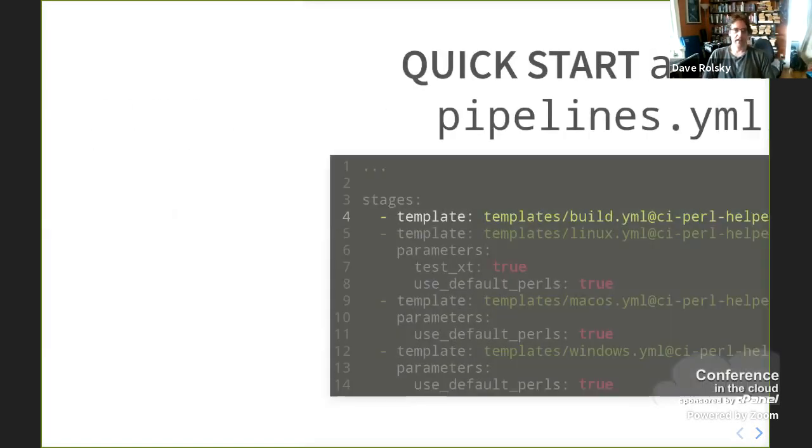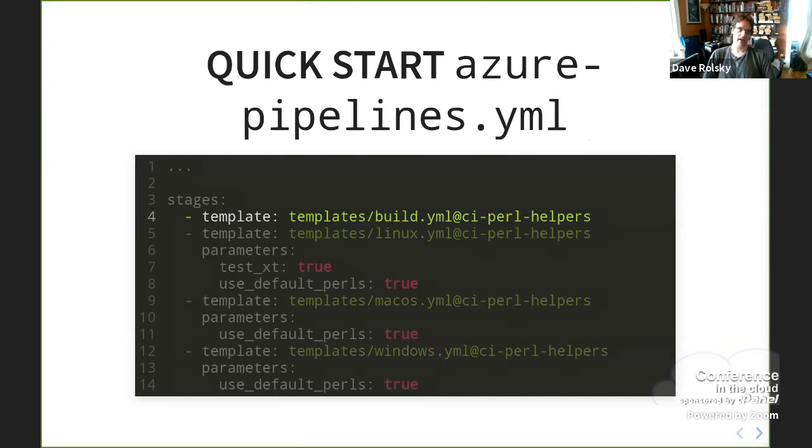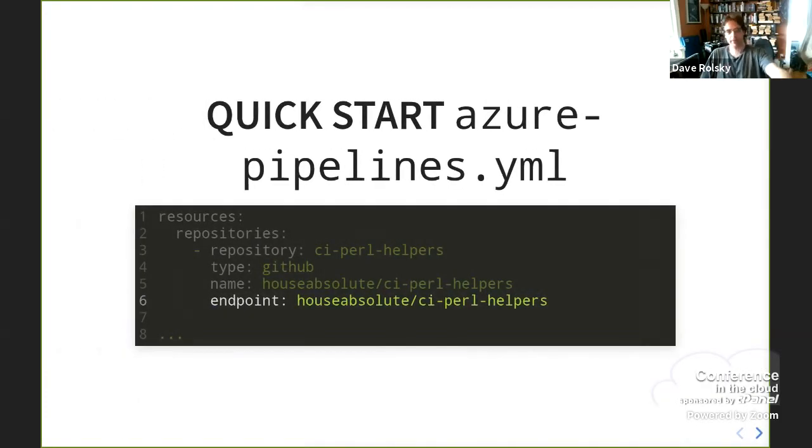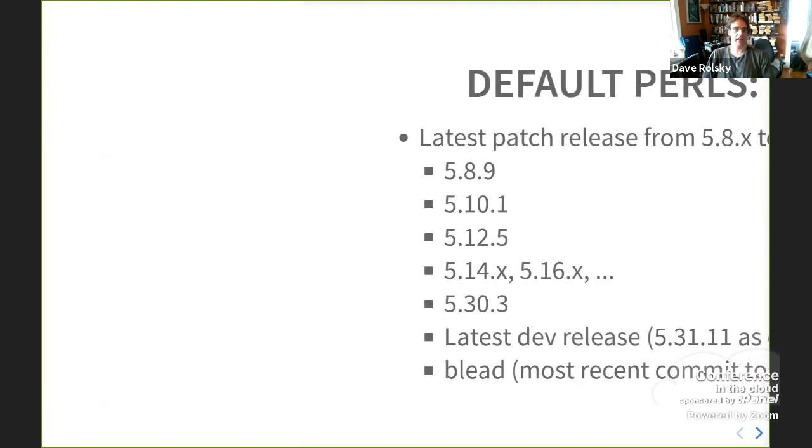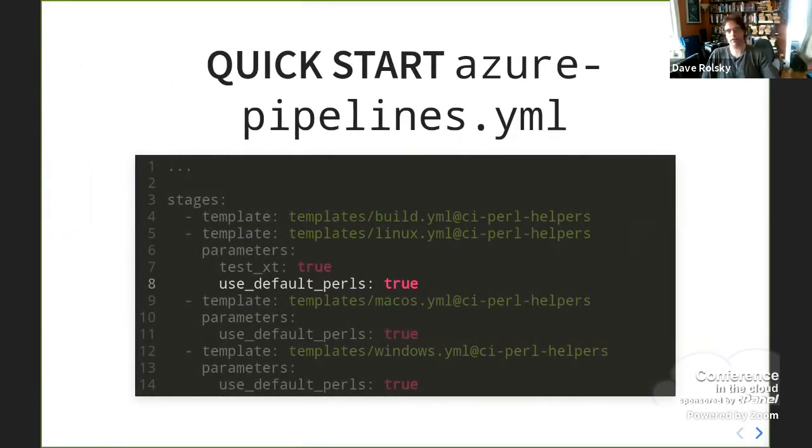And then you have this other bit where you reference these templates in my project. So you can see it says template: the template path, and then @ ci-perl-helpers. So that's the repo here, and then you can reference it by name here. So we have the build template. We have a Linux template with some parameters, and I'll get into more of what this does in a second. And then there's a macOS and Windows template.